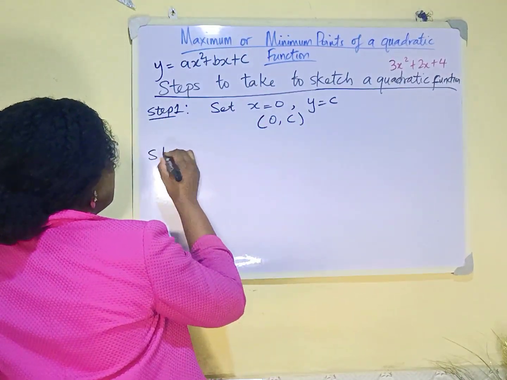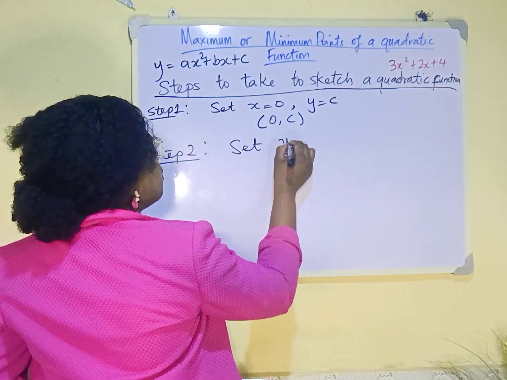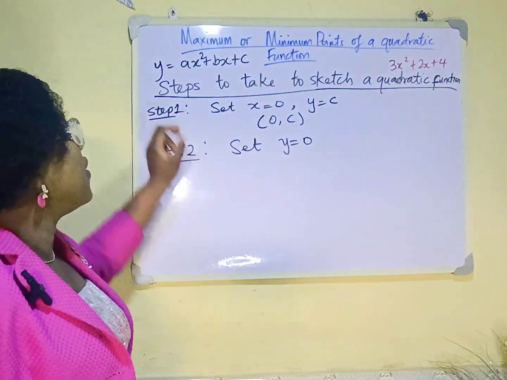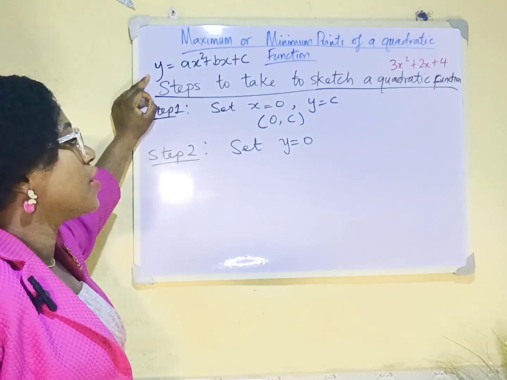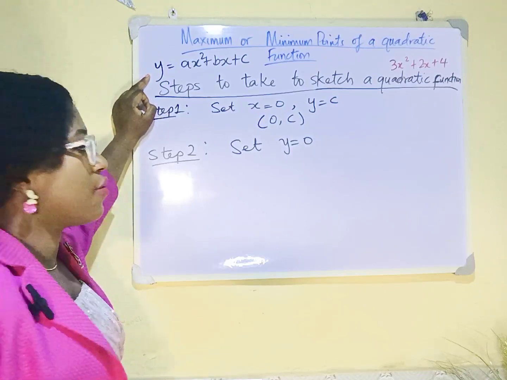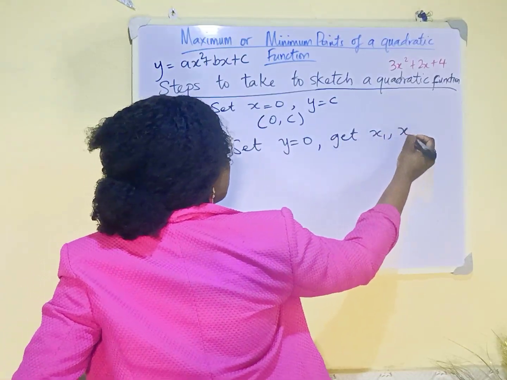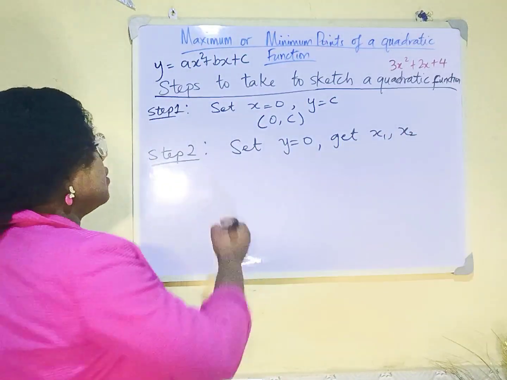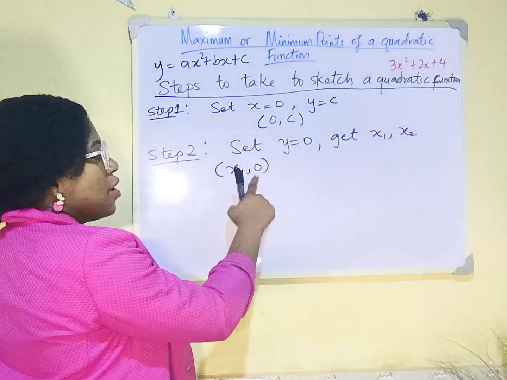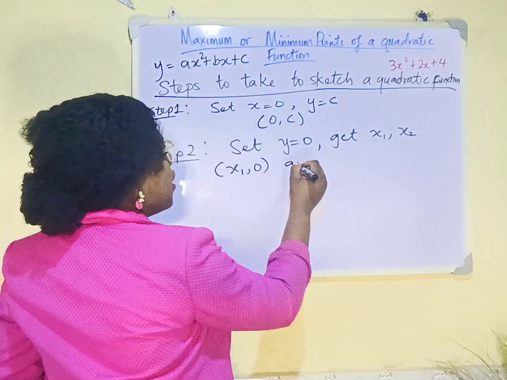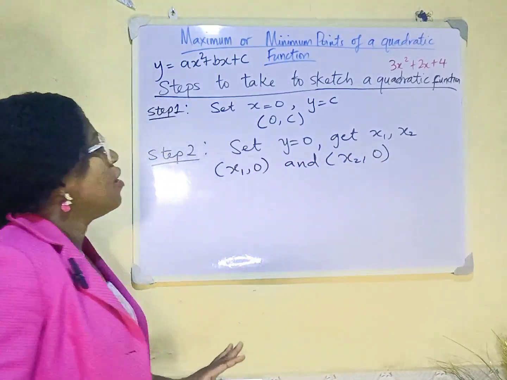Step 2, set y to be equal to 0. If I set y to be equal to 0, I'll be left to solve the quadratic equation to get my points x1 and x2. So I get x1 and x2. Then I'm going to have the coordinates x1 comma 0, because x1 is x1 and y is 0, and I'll have another point x2 comma 0.